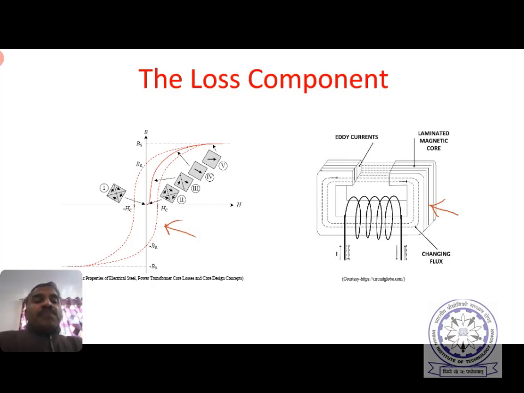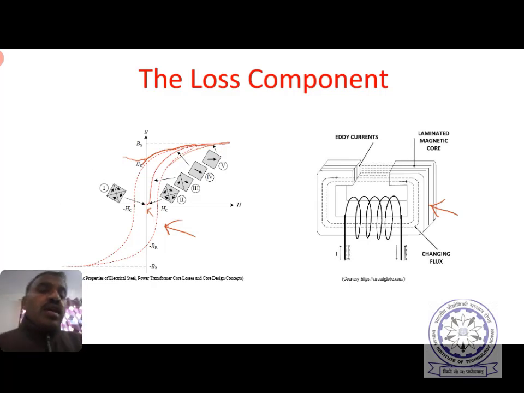But of course, remembers the history means, once it is fully saturated like this, and then when you are going back, it will not trace the same path, but a little bit higher flux will be there. And even when the current is 0, meaning when H is 0, still the flux will be there. That is what is known as residual flux.